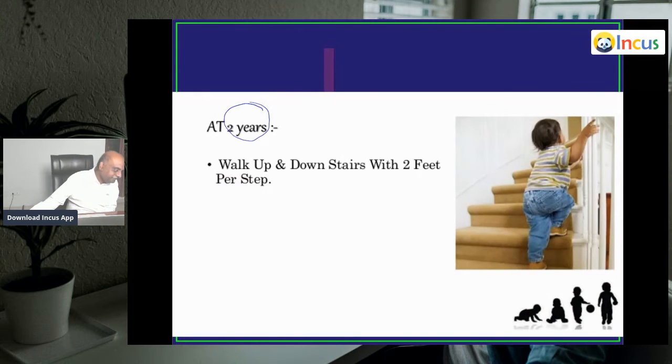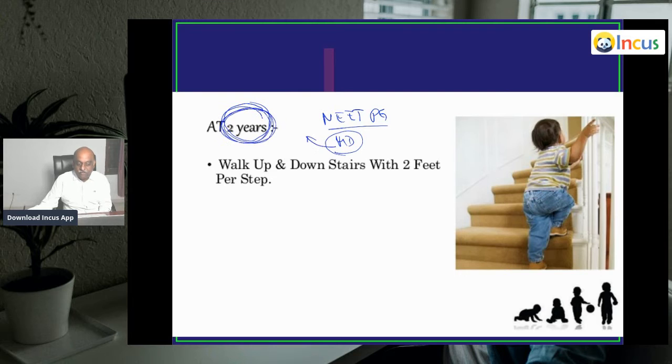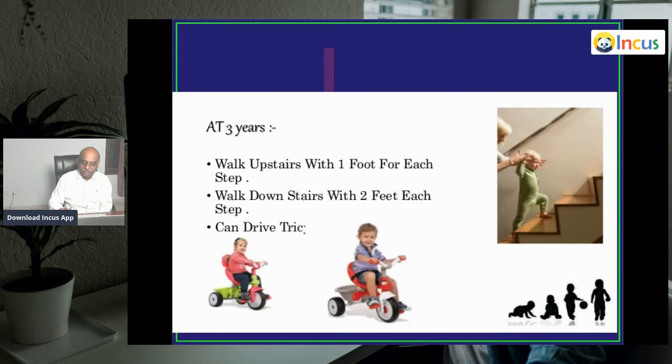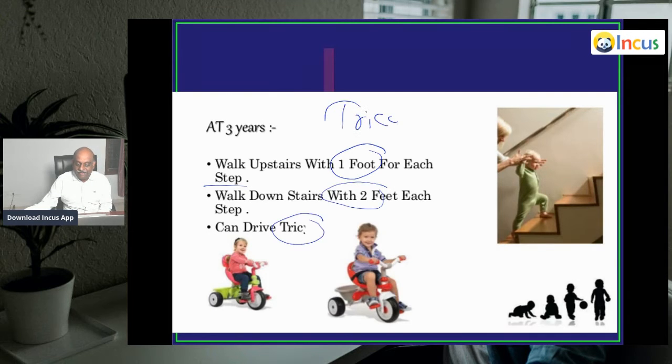At 2 years, suppose you got a top rank in NEET PG, got married, joined MD. What happens when you are in the second year of MD? If you produce the child while you are preparing for NEET PG, he will be walking up and down the stairs with 2 feet per step. At 3 years, he walks upstairs with 1 foot for each step, downstairs with 2 feet for each step, and he can drive tricycle.